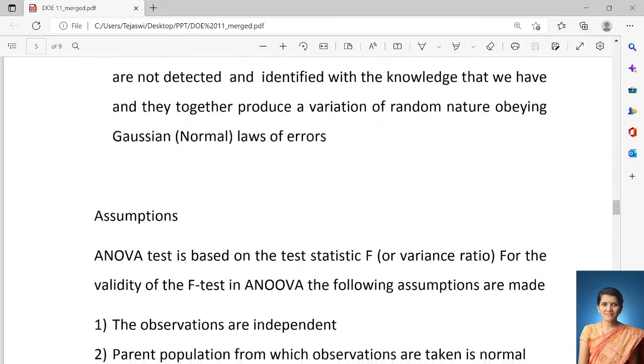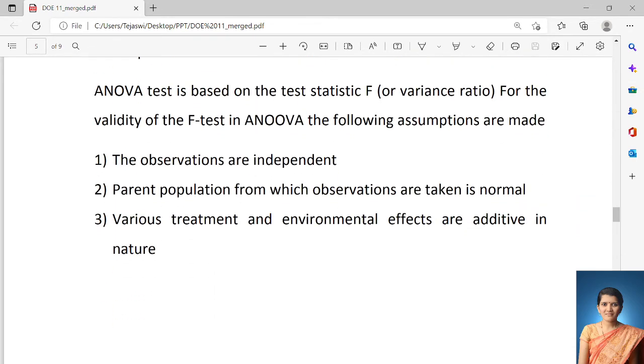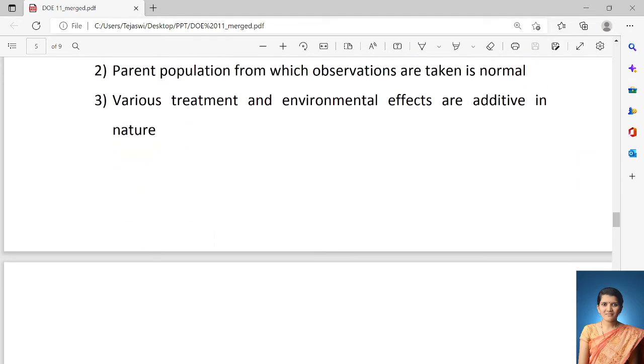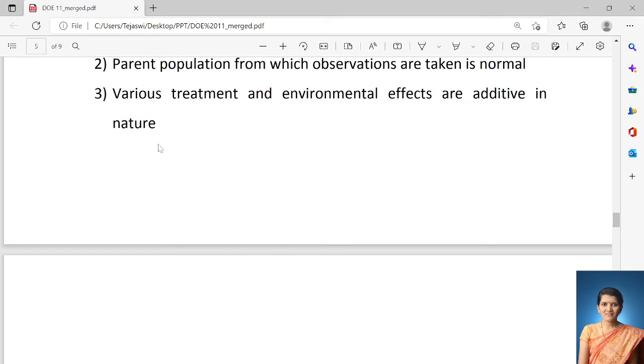And the assumptions for the ANOVA test are that the observations are independent and come from the normal distribution, and the treatment and environmental effects are additive in nature.